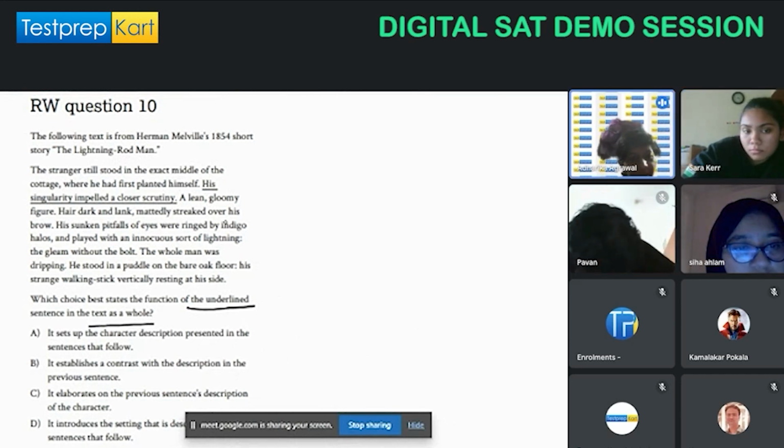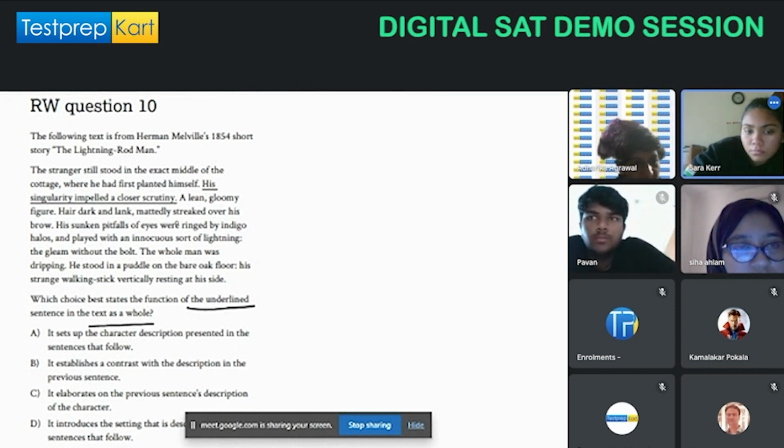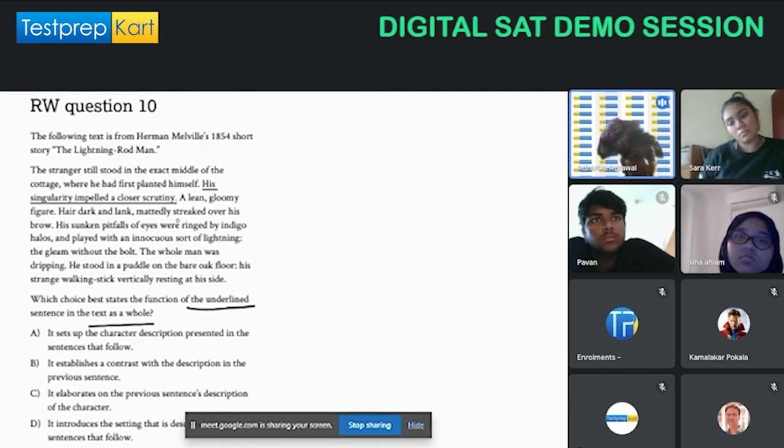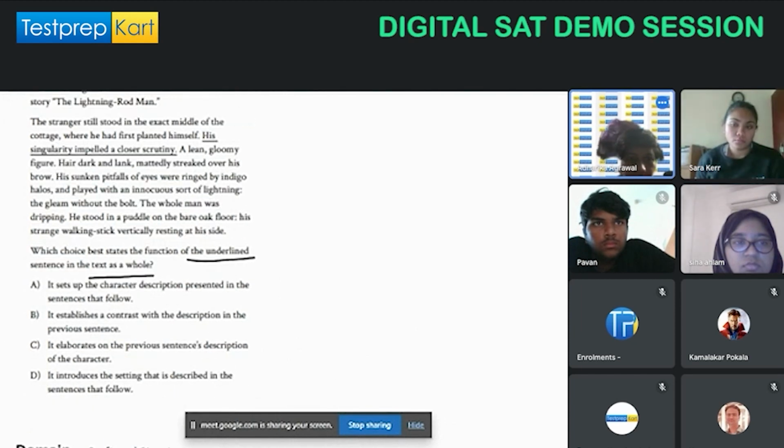Then again, they are saying the lean, gloomy figure, right? So they are particularly examining the physical appearance and talking about the physical features. He's dark and lank, hair stuck over his brow, piteous eyes, right? Basically, they're talking about the characteristics of a particular person. How does he look?